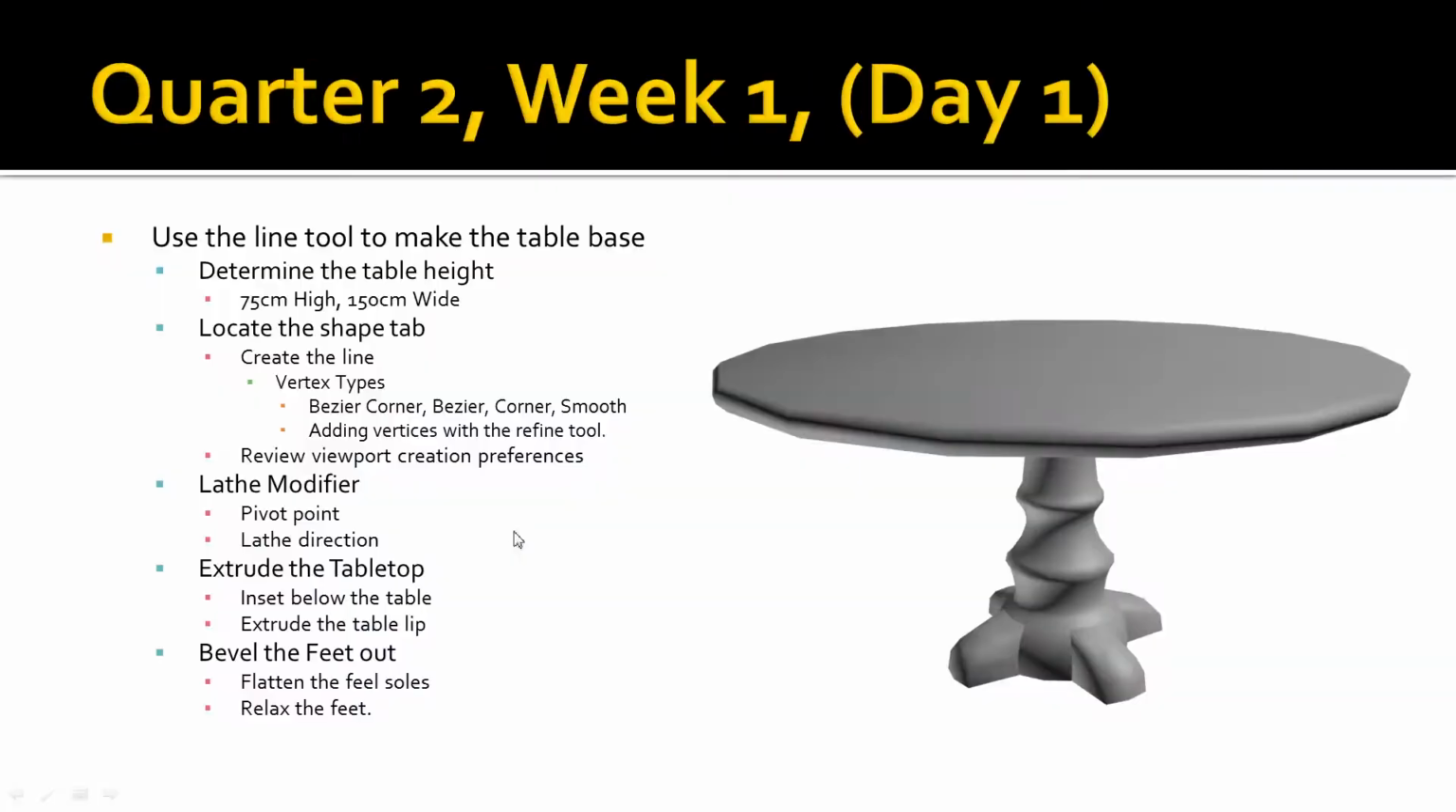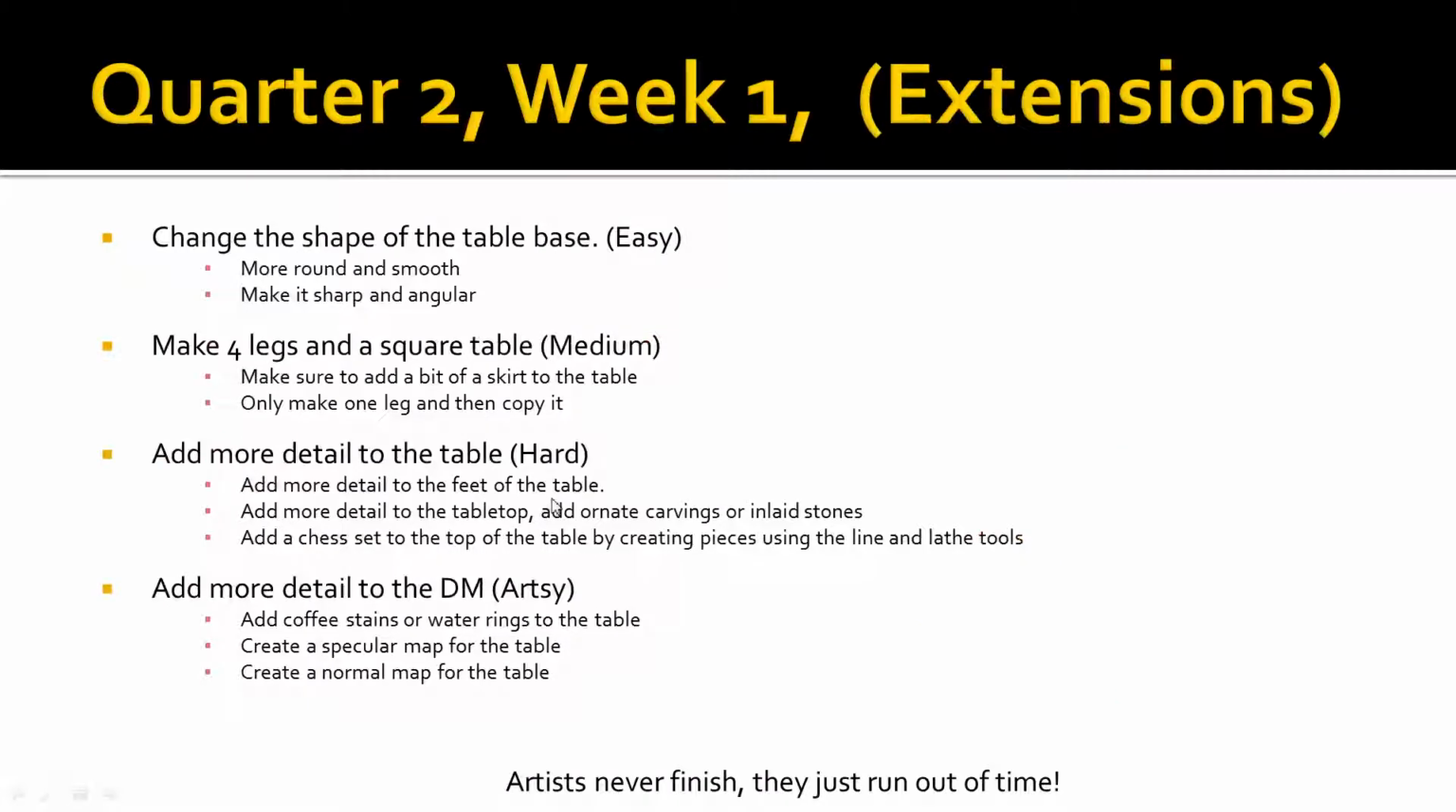Now that you're done, and you went through all this, if you're done early, you can change the shape of the table base. You can make it sharper, like the actual lathe tool, the line tool that makes the lathe happen. You can make it significantly different. You could make four legs in a square table, so you could have four lathed legs. Of course, you don't want to do one of them and then copy it. Usually they're square at the top too, so that would also be interesting. You'd have to weld some edges together to make that happen.